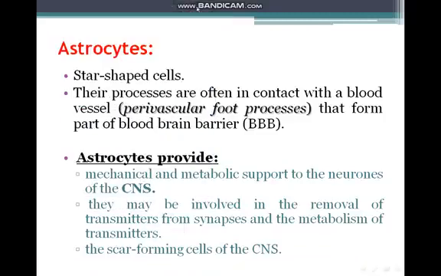So we have the astrocytes. These are star-shaped cells. Their processes are often in contact with the blood vessels through perivascular foot processes, and they form part of the blood-brain barrier that separates the neuronal tissue from the blood.